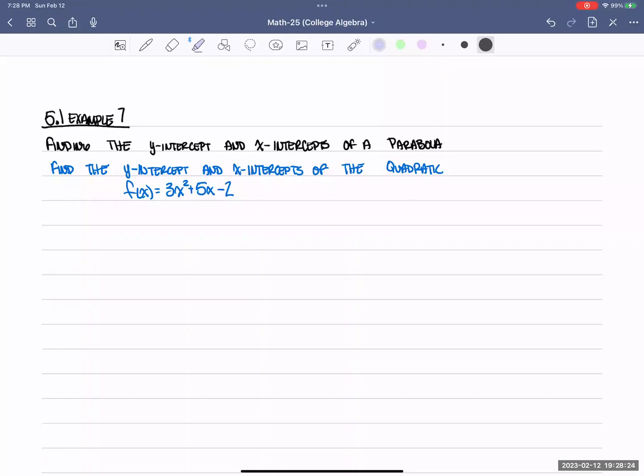Section 5.1, example 7, finding the y-intercept and x-intercepts of the parabola. Find the y-intercept and x-intercepts of the quadratic.